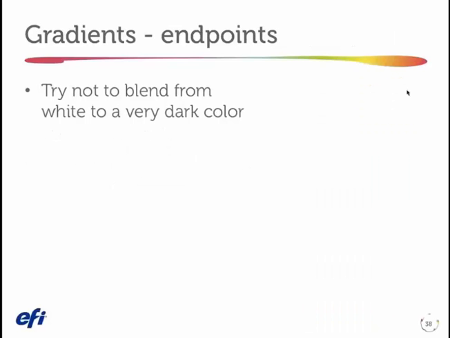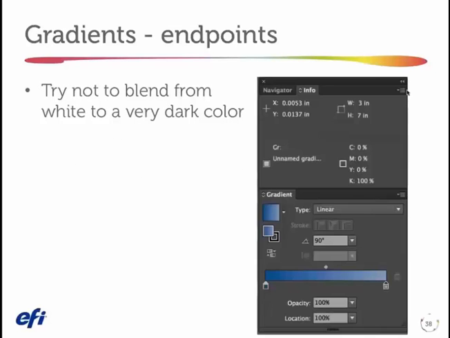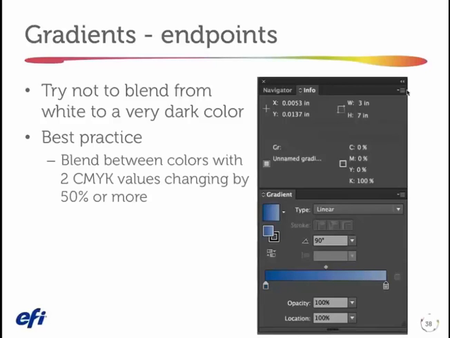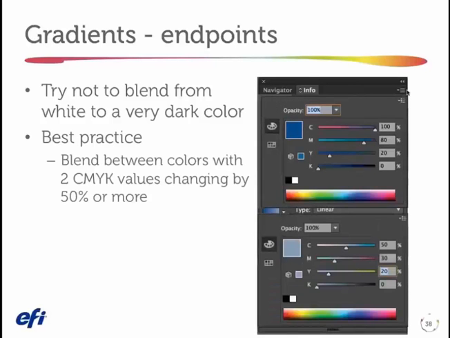The other tip we can use for design, or for trying to troubleshoot a design, is we can try not to blend from a very dark color to white, or to a very light color. And the best practice we say here is to make sure two components are changing by at least 50%. Now you don't always have this control, but if you do have some control or way to adjust it, you can just change the endpoints a little bit so that two colors are changing. In my example here, magenta and yellow are both changing by 50%. That's going to be a very safe gradation for me to print.